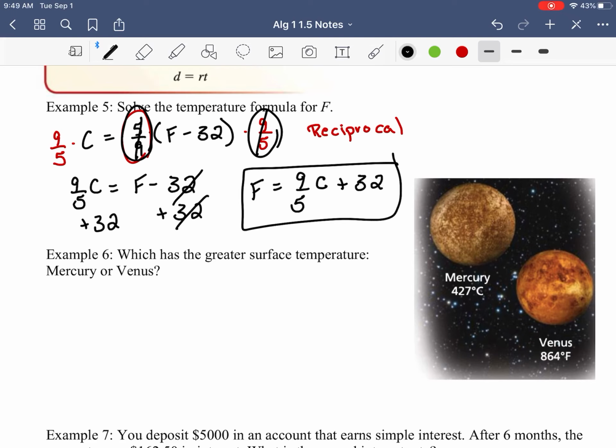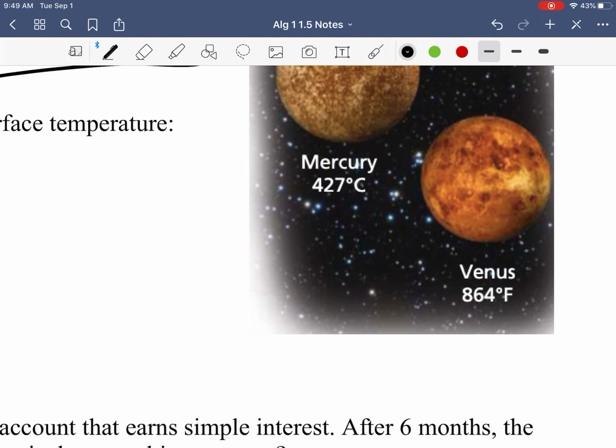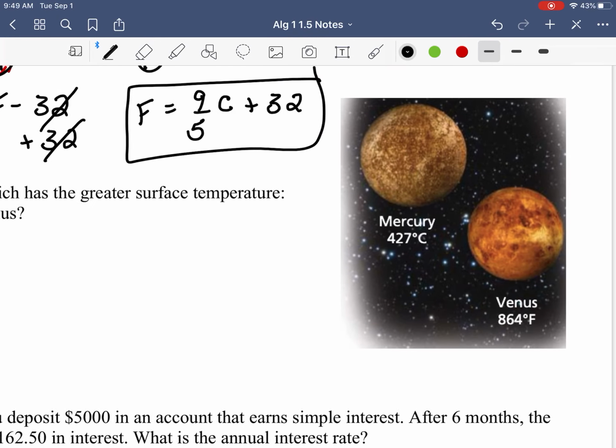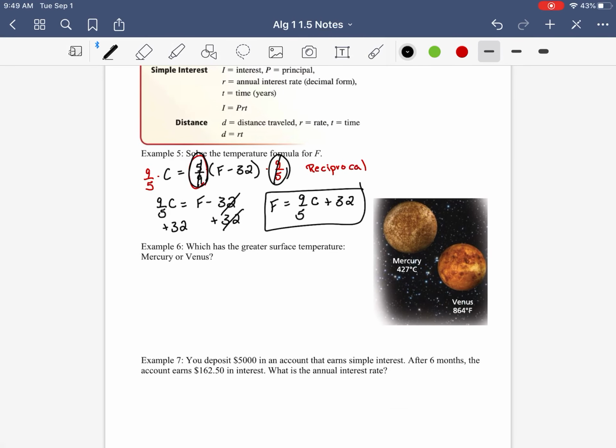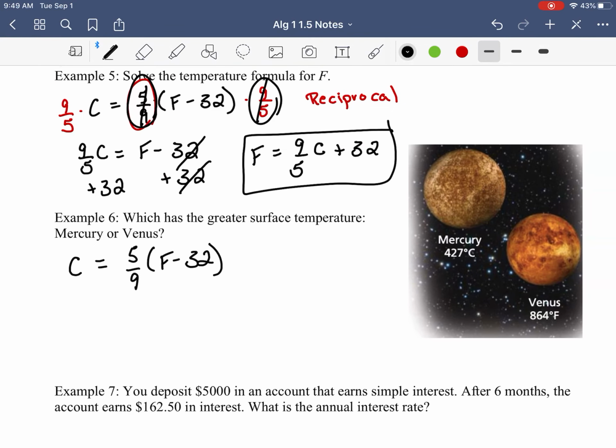Okay, so which has a greater surface temperature, Mercury or Venus, here in example 6? Well, if you notice, they're given in two separate units. Mercury is in Celsius, Venus is in Fahrenheit, so we need to convert one of them. Well, the formula that the book gives me is Celsius. So let's go ahead and convert. Let's put the Fahrenheit in this to get Celsius. So we're going to put in Venus because Venus is in Fahrenheit.